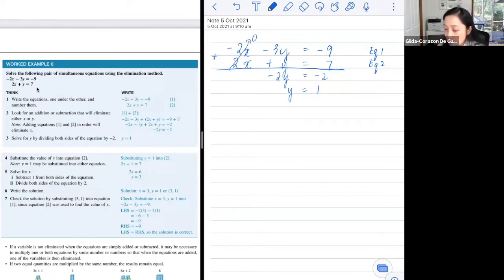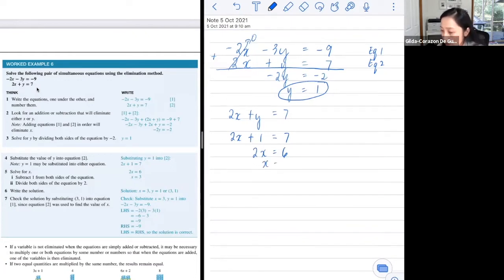So I'll choose equation 2 because all of the terms are positive. So I'll write 2x plus y equals 7. And since I know that y equals 1, then I will just replace y with 1 and say 2x plus 1 gives me 7. And if 2x plus 1 is 7, something that I add to 1 gives me 7 is 6, and therefore 2x must be 6. If 2x is 6, what is the value of x then? X must be 3, right? Because 2 times 3 gives me 6.